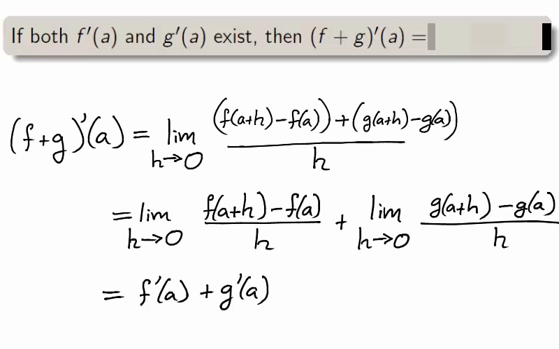We have just proved the summation rule for derivatives. If the derivative of f and g both exist at a, then the derivative of f plus g at a equals the derivative of f at a plus the derivative of g at a. It doesn't matter whether you add or differentiate first, the result is the same.